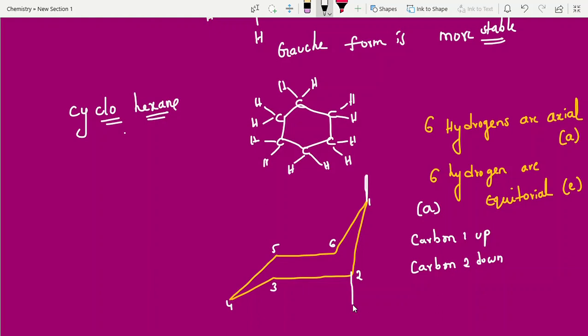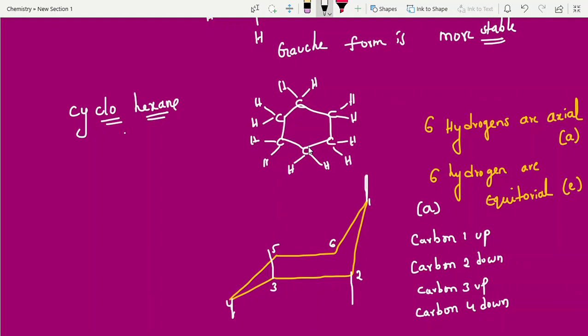Next, where is carbon 3? Carbon 3 is this. Up. Okay. Next, carbon 3 up. Next, carbon 4. Can you guess carbon 4? Yes, this is down. Carbon 4 down. Right. Now, next one. Where is carbon 5? Carbon 5 again up. Carbon 5 up.